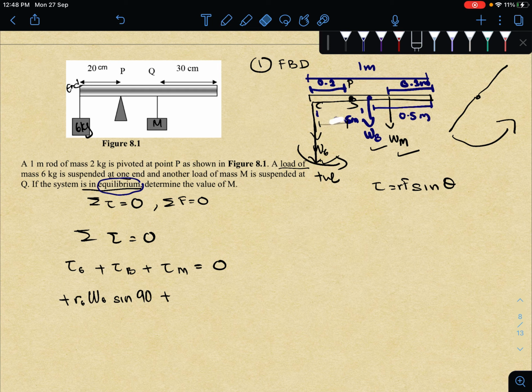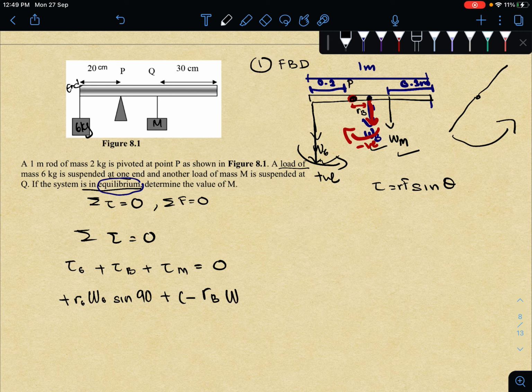Alright, sebab banyak sangat benda, kita padam dulu semua benda ni. Okay, for the torque of the beam, this is your pivot point and this is where you are applying the force. So awak paku dekat sini, awak tarik dia ke bawah, dia akan rotate in clockwise direction, so dia negative. So kita akan ada negative jarak dekat sini, iaitu jarak daripada pivot point ke the force exerted. So kita panggil dia RB.